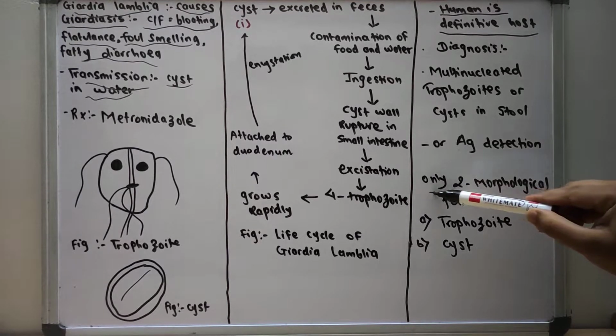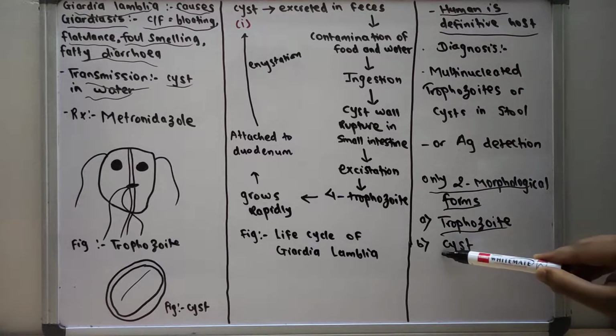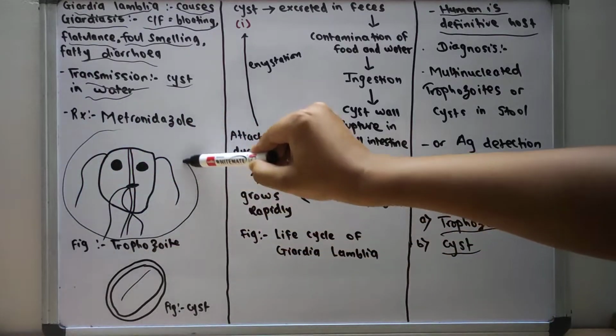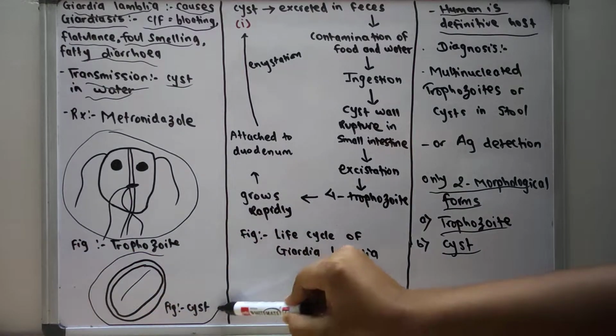there are mainly two morphological forms of Giardia lamblia. One is the trophozoite and the other is the cyst. You can see the trophozoite in this figure. This is the figure of the trophozoite, and this is the figure of the cyst.